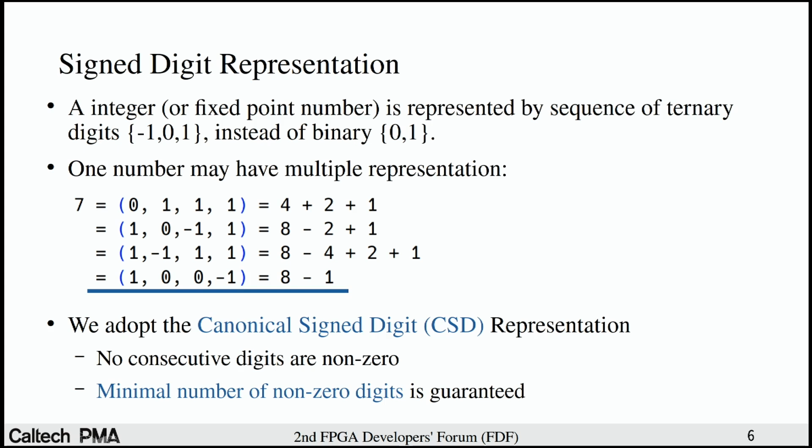And you have the last one, 8 minus 1, is also 7. So you can see that the number of digits you need for representing each number is different. And the representation requiring the minimum number of non-zero digits is called the minimum signed-digit representation, MSD. And the canonical signed-digit representation is one of them, which is easy to implement.